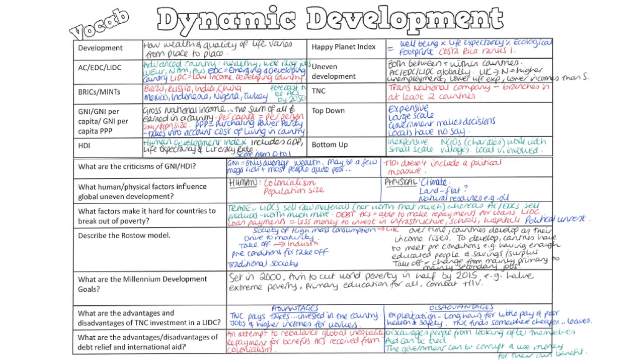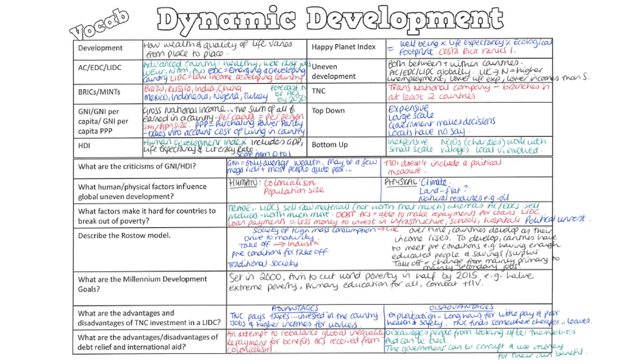Countries that are more democratic compared to those countries where corruption is a big issue for that country, holding them back from developing. Uneven development, now this happens both between and within countries. So obviously you've got the ACs, the EDCs, the LIDCs on a global scale, but you've also got within the UK, you've got the South, which is seen as much more developed than the North in terms of employment, average wage, life expectancy.